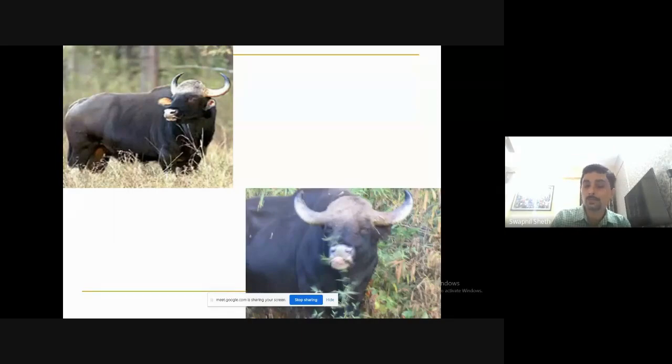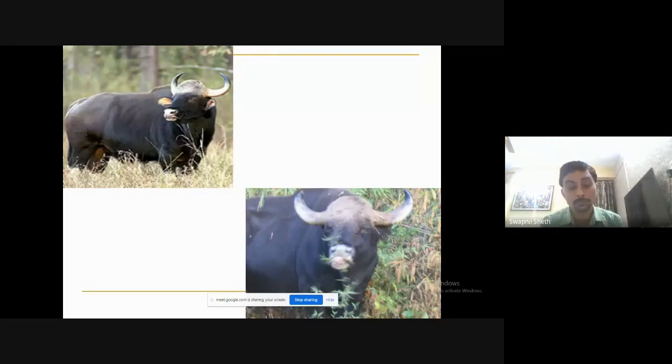Then the bison. Just a few months back we all heard that one or two bisons had strayed into Pune city, into the urban environment. Then what happened to them? Despite enormous efforts, we lost that particular species. That means encroachment is there by ourselves on their territories, so they have no options to migrate.